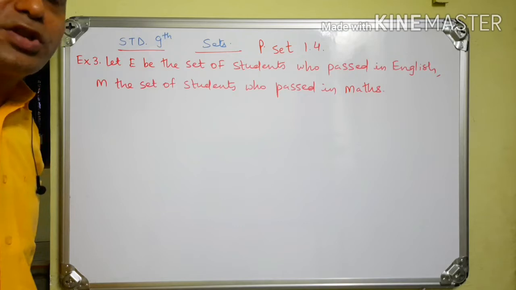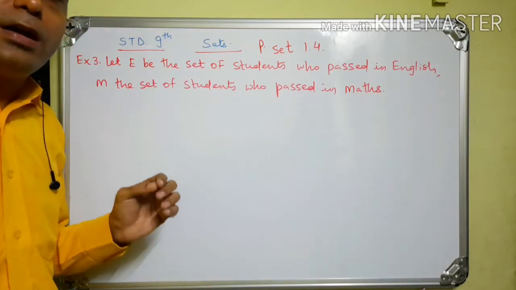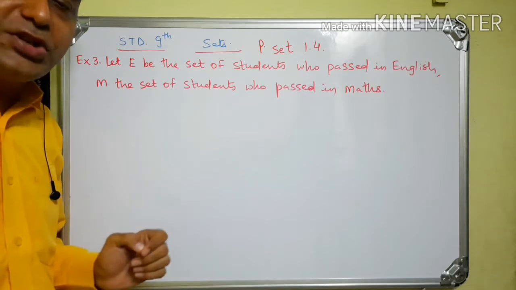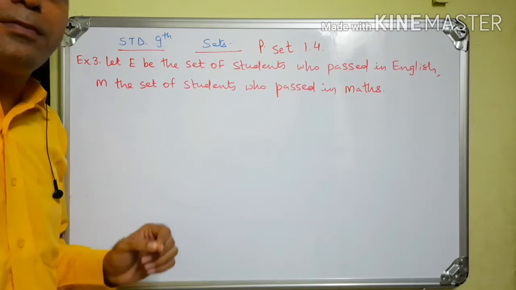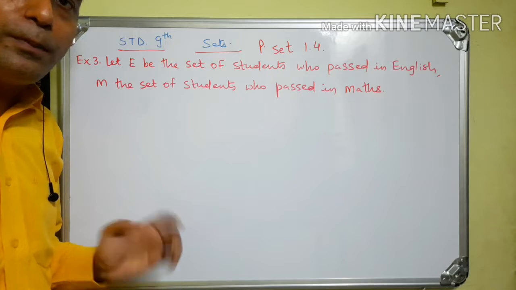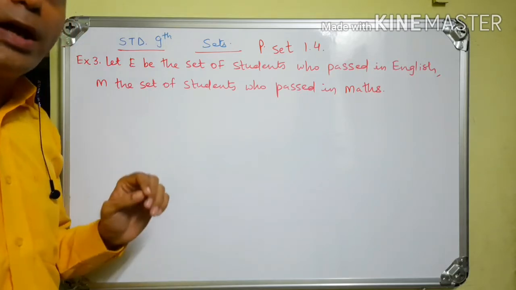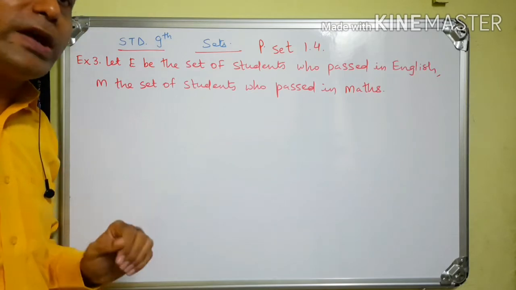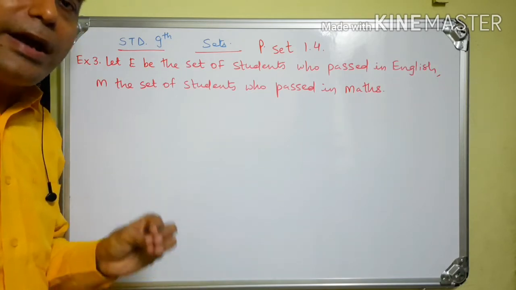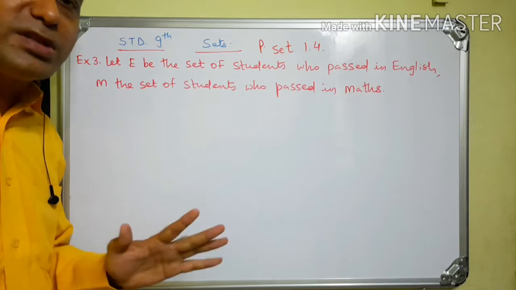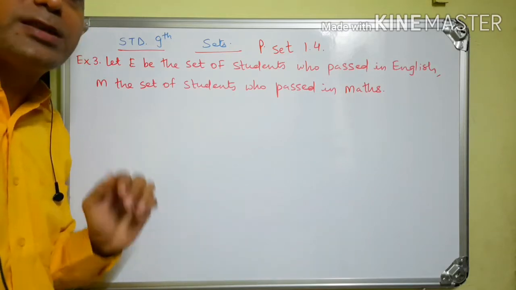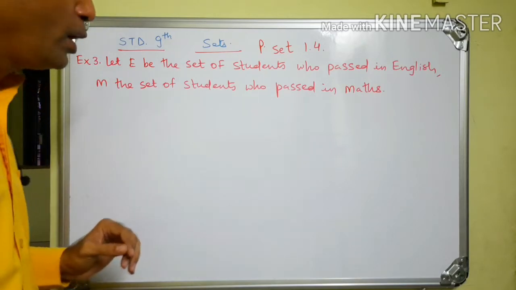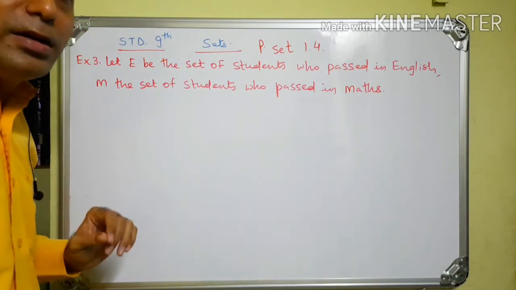Let's solve example number 3. What is example number 3? It is that there are 50 students who passed in English, 60 students passed in mathematics, and 40 students passed in both the subjects. And none of the students failed in any subject. So we have to tell how many students passed in at least one of the subjects. कम से कम एक में, मैथ्स में या इंग्लिश में, कम से कम एक सब्जेक्ट में पास हुए. दोनों में ही पास हुए तो चलेगा, लेकिन कम से कम एक सब्जेक्ट में पास हुए हैं. तो लेट्स स्टार्ट द एग्जाम्पल.